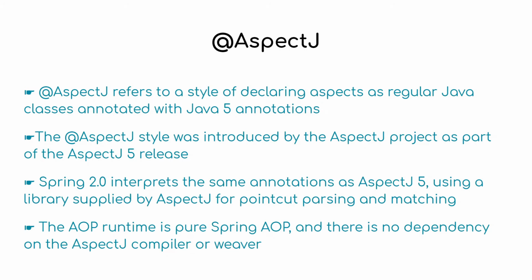In this lecture, we are going to talk about AspectJ. AspectJ refers to a style of declaring aspects as regular Java classes annotated with Java 5 annotations. The AspectJ style was introduced by the AspectJ project as part of the AspectJ 5 release. Spring 2.0 interprets the same annotations as AspectJ 5 using a library supplied by AspectJ for pointcut parsing and matching. The AOP runtime is pure Spring AOP and there is no dependency.